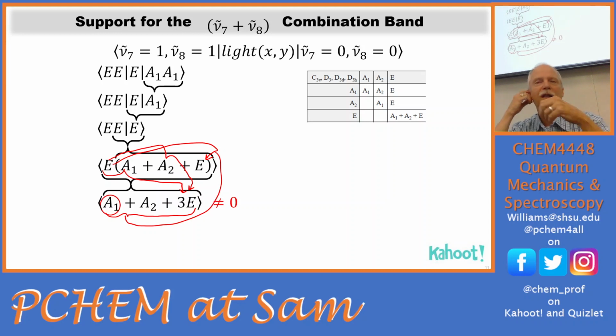So that also lends support to this combination band being so intense in the infrared spectrum, because both Z-polarized light and XY polarized light will cause it to occur. And so you have 3 ways for this absorption to occur. And so that just makes its absorption peak higher.